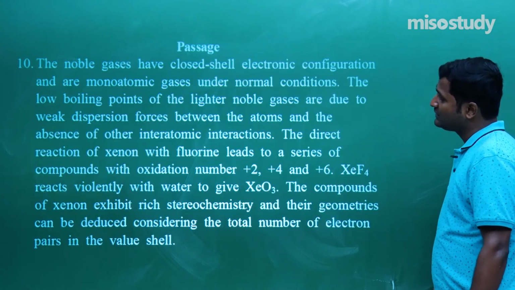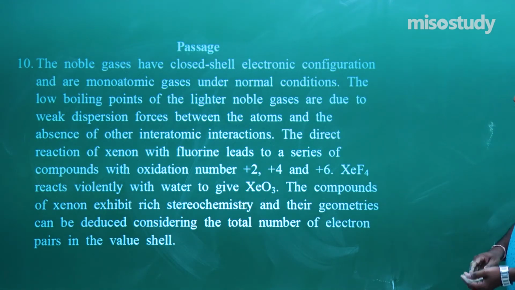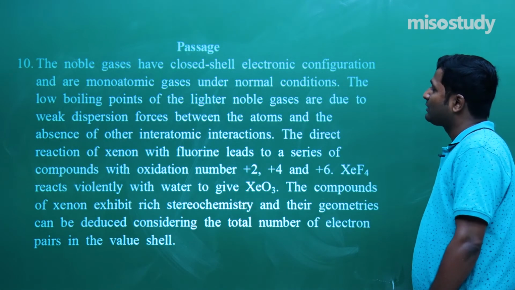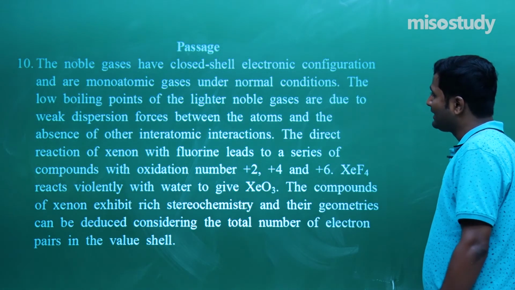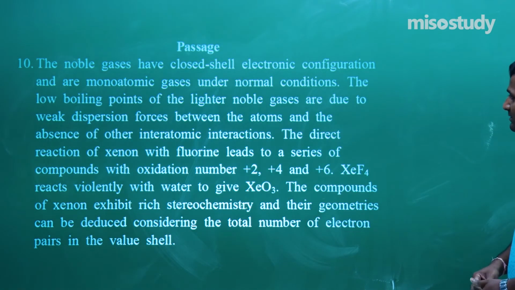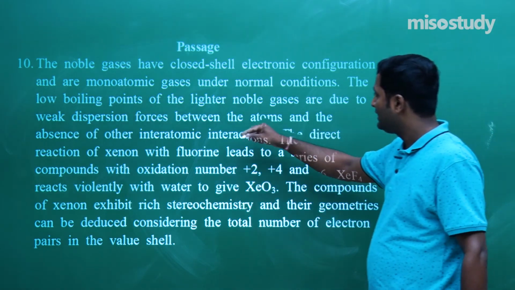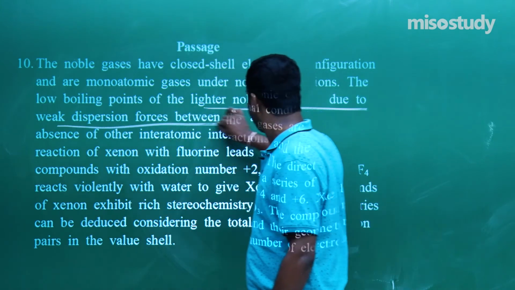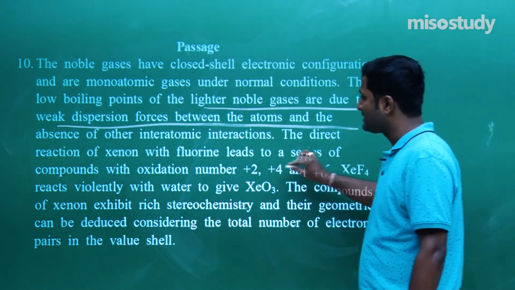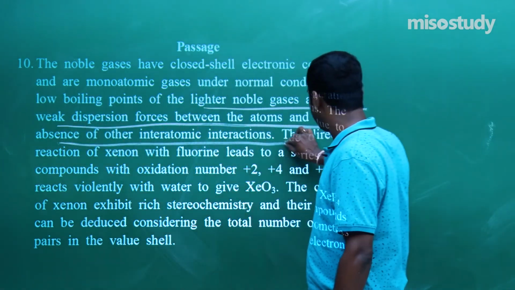Now the next question. Read the question. The noble gases have closed shell electronic configuration and are monoatomic gases under normal conditions. The low boiling points of the lighter noble gases are due to weak dispersion forces between atoms and the absence of other interatomic interaction.